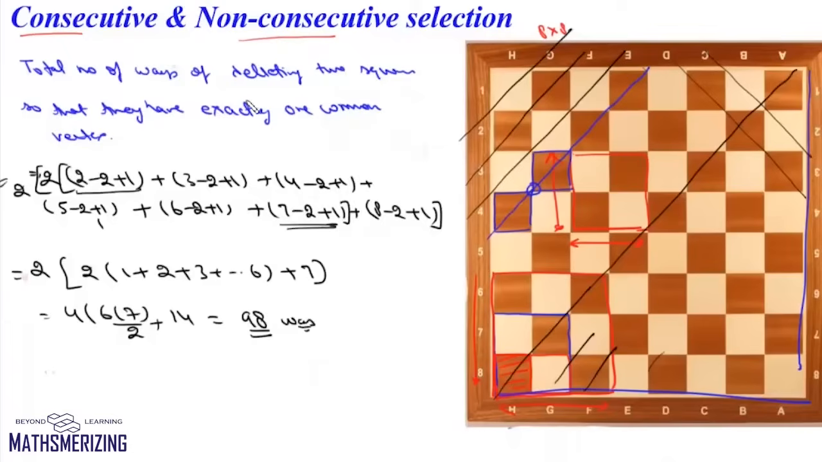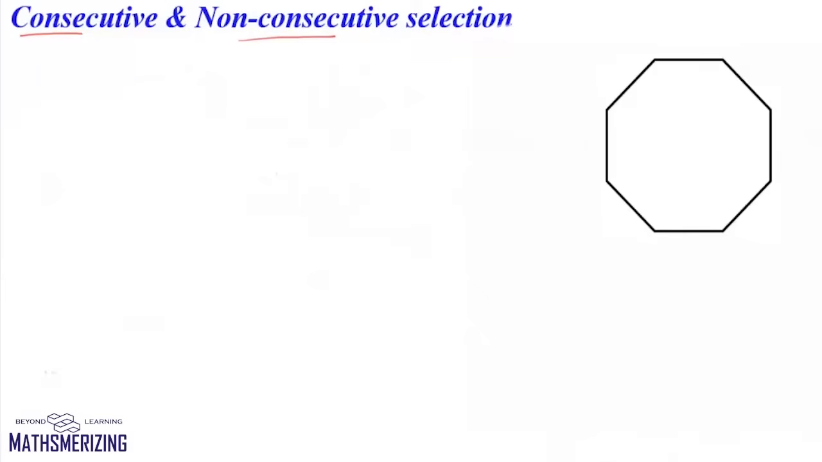So the total number of ways of selecting 2 squares on a chessboard so that they have exactly one common vertex is 98. Now let us take another problem, and that is, suppose we have a regular octagon. So it has 8 sides and 8 vertices. So the first question is we need to find number of triangles that can be formed by joining vertices of this regular octagon. The first question is total number of triangles.